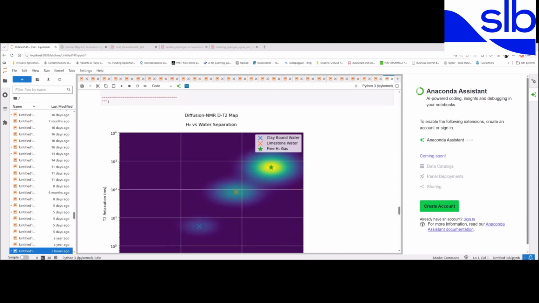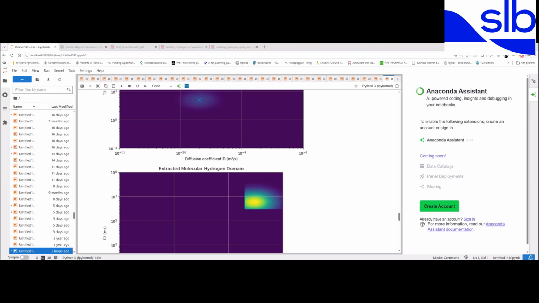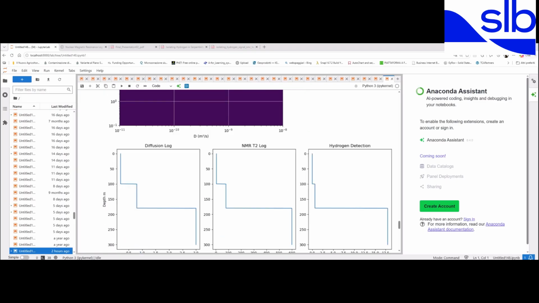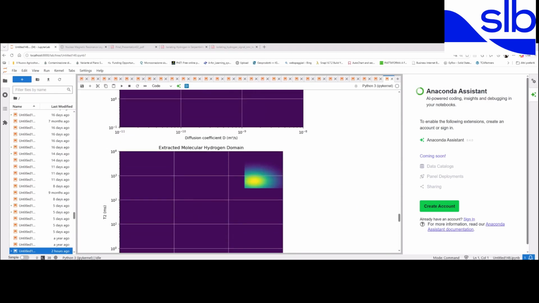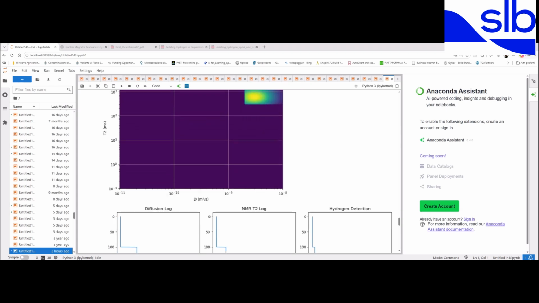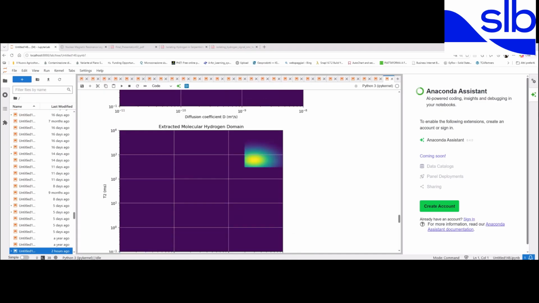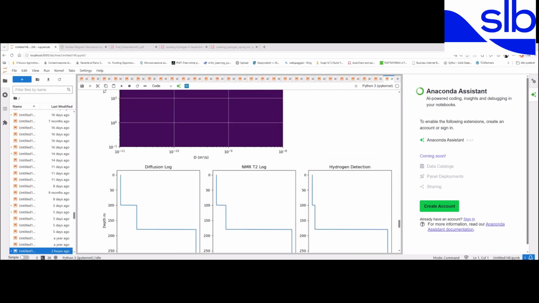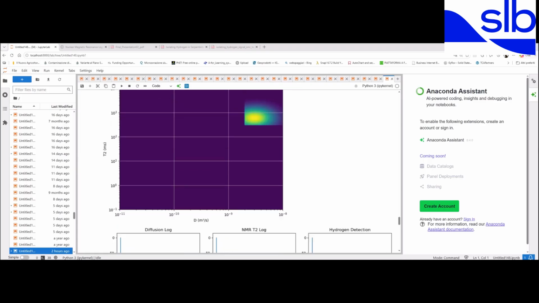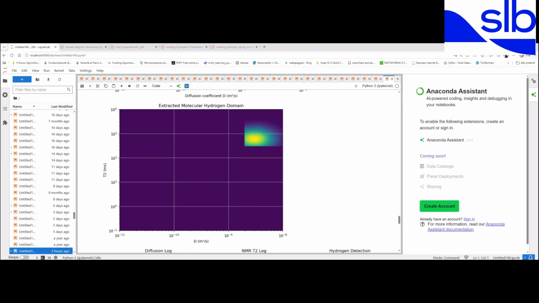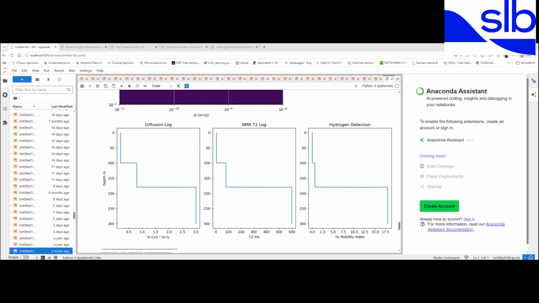If you are working with 5 liter, you need to separate free hydrogen from water. Extract the molecular hydrogen domain. To extract the effective hydrogen domain, you need a coefficient of diffusivity between 10 to the minus 9 and 10 to the minus 8. The second, T2 relaxation time, is between 10 to the 3 and 10 to the 4. Diffusion, so the log is that.